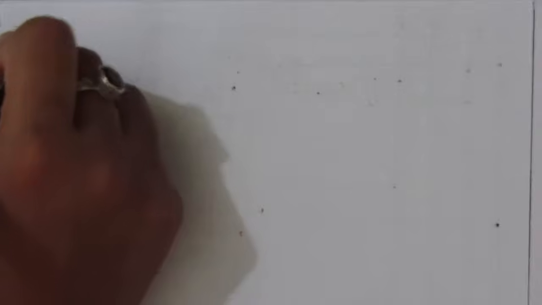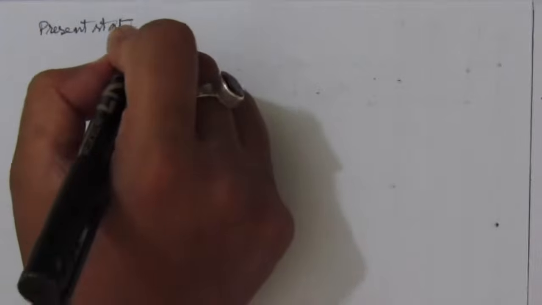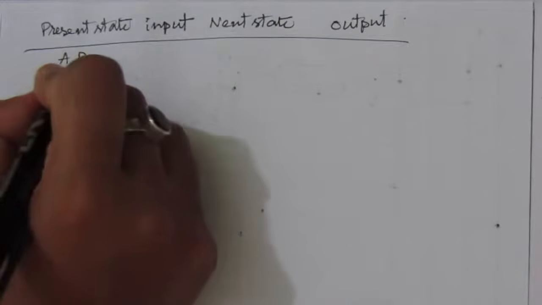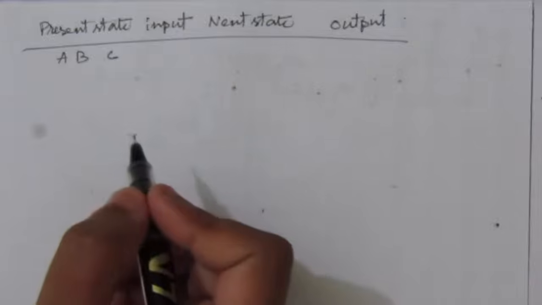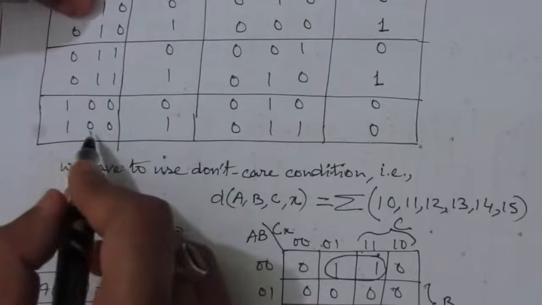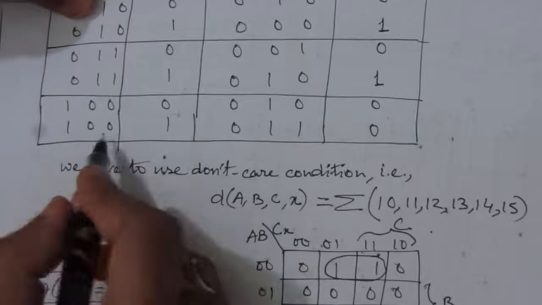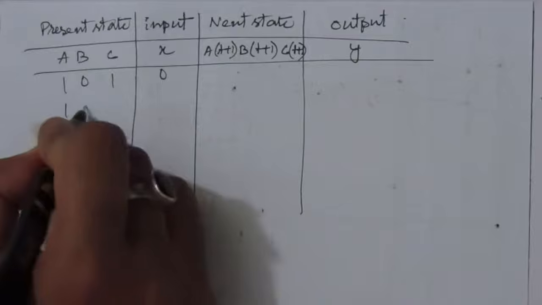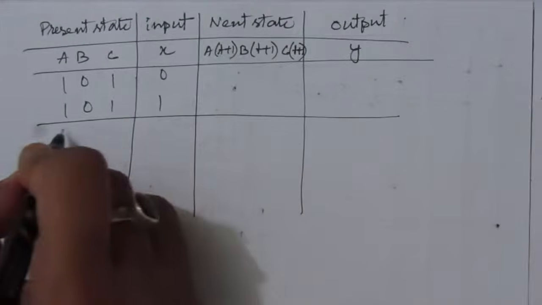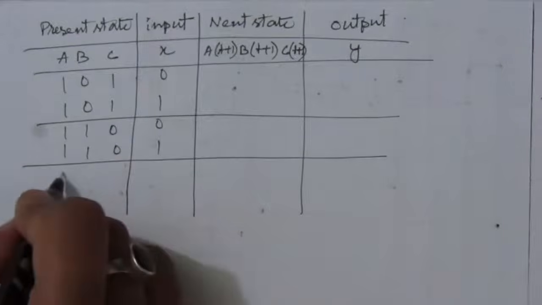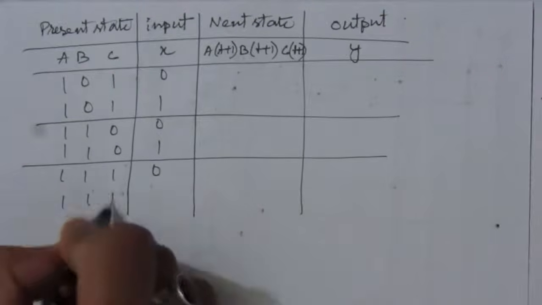So the process will be similar: present state, then we have input, next state, and output. So present states are A, B, and C. Here we will consider only the remaining, that is from 10 to 15. Okay, so input is X. So previously we have found out up to 1 0 0 1. So now we have to find out from 1 0 1 0 to 1 1 1 1. So 1 0 1 0, 1 0 1 1, 1 1 0 0, 1 1 0 1, 1 1 1 0, 1 1 1 1.